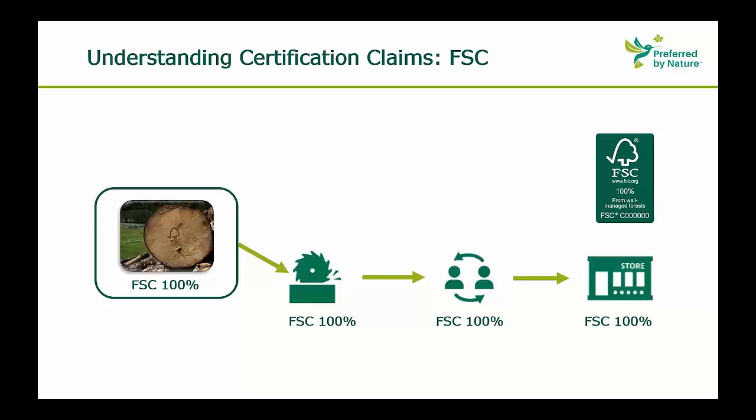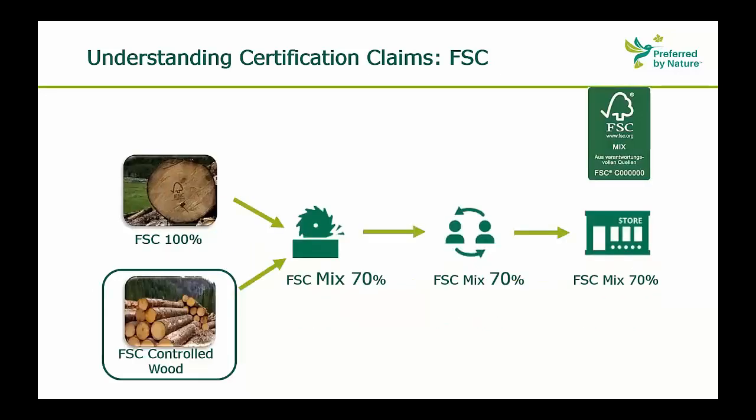That's straightforward. But then it gets slightly more complicated when you're looking at mixed claims, and understanding those claims is important. So you can have mixed claims on material that comes from FSC certified forests, but it also may come from FSC controlled wood certified forest, which is, you know, still a credible scheme, but it is a lesser set of requirements, and understanding kind of the impact that has.